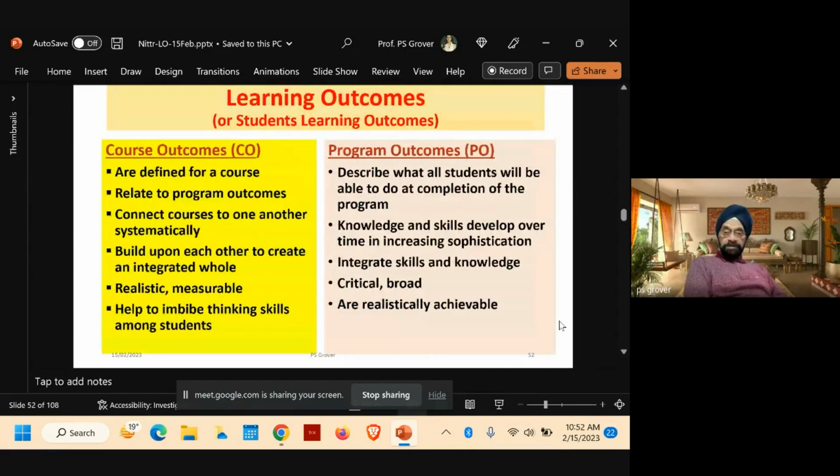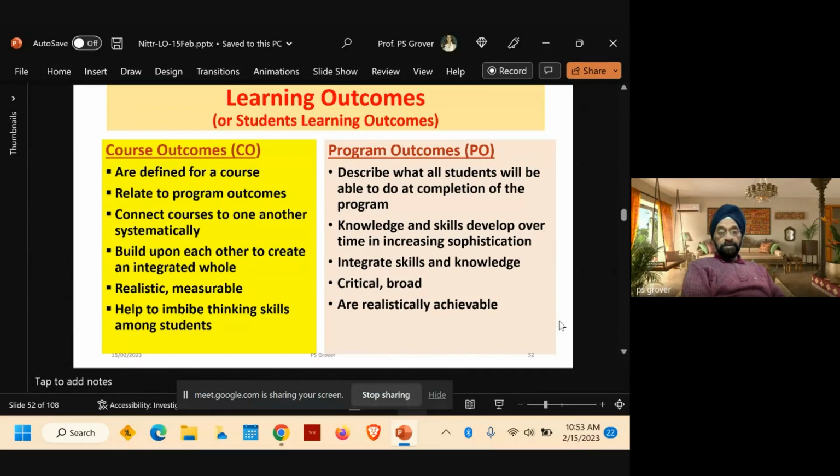Learning outcomes in an educational institution are course outcomes and program outcomes. Course outcomes are defined for a course. Let us take BTech as a program, diploma is a program, MS is a program. I'm very sorry, I said course earlier; these are programs. There are many courses in each program. For example, BTech has 10 theory courses in the first year and 4 or 5 labs in the first year. These are the courses. So course outcomes are defined for a course and relate to program outcomes.